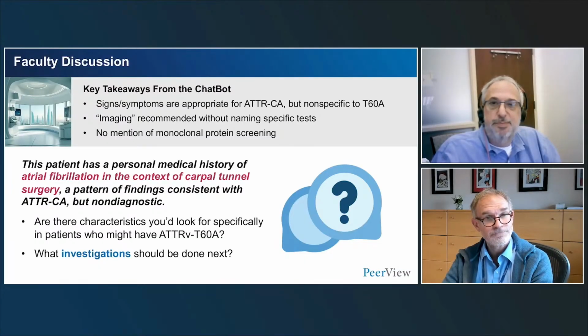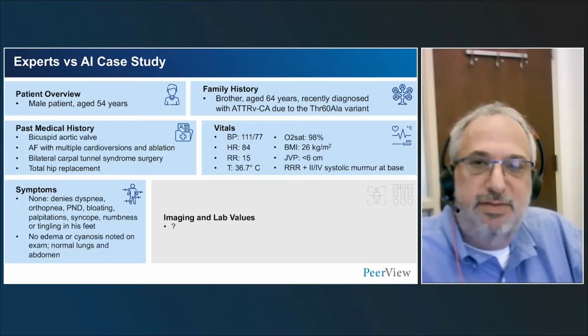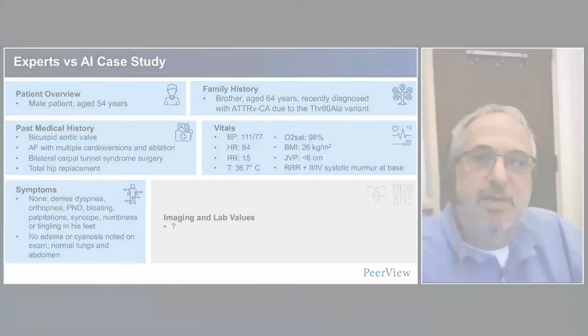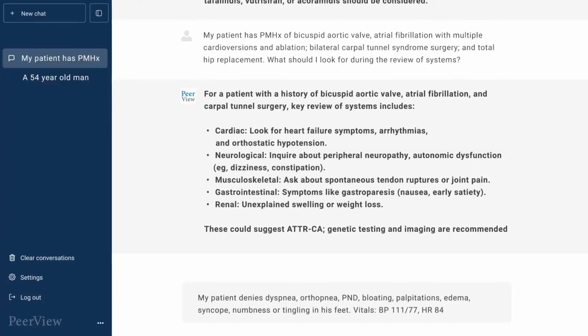Yeah, great. Thank you. So we further utilized the chatbot, noting that the patient doesn't seem to have any symptoms attributable to heart failure: no dyspnea, orthopnea, PND, bloating, or palpitations, no edema, syncope, and he denies any symptoms of neuropathy in his feet. These are his vital signs. You can see there, not obese, not volume overloaded. He does have a systolic murmur at his base, consistent with his diagnosis of a bicuspid aortic valve. And so we asked the chatbot, what diagnostic tests should we perform?